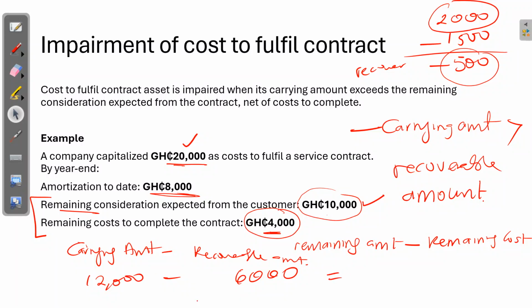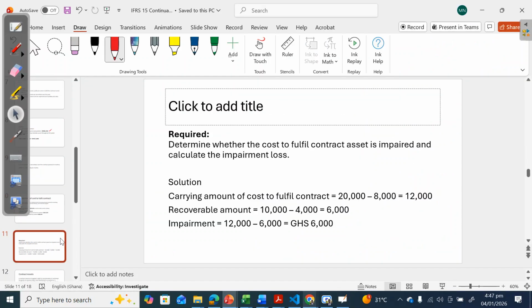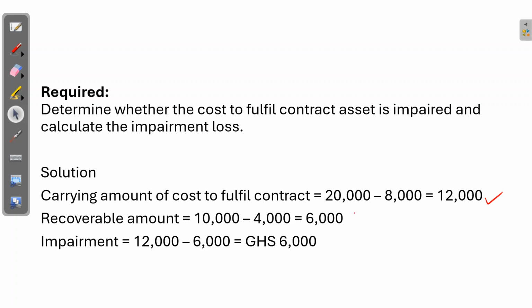Okay, so the impairment here is what? 6,000. So this is how we calculate impairments under IFRS 15. So the current amount is this, then the recoverable amount is this, and the impairment is this.